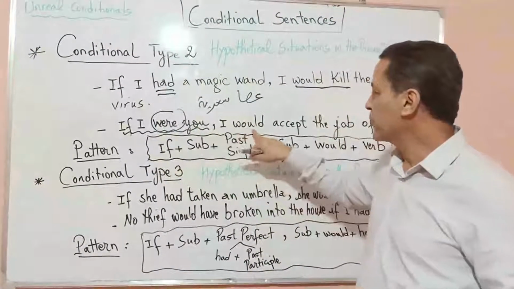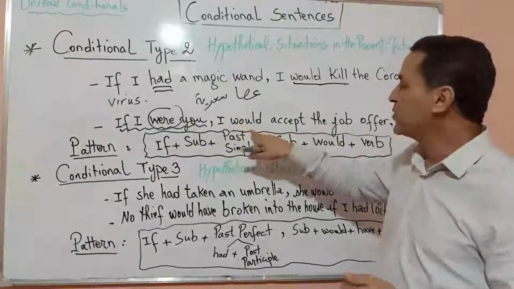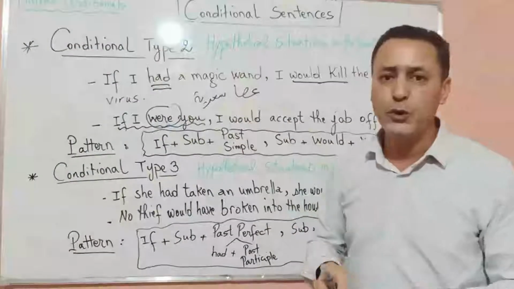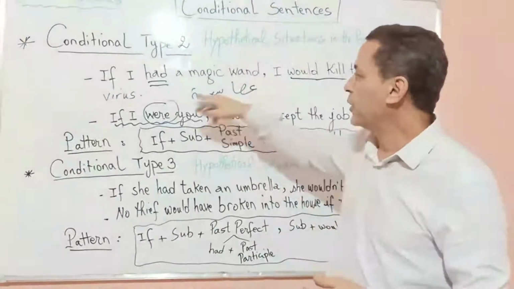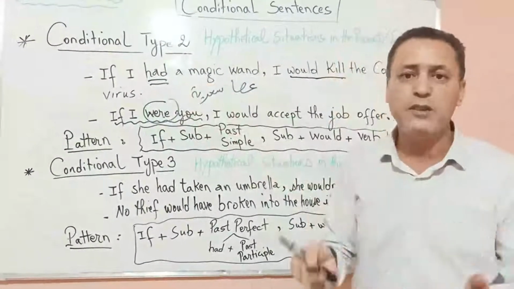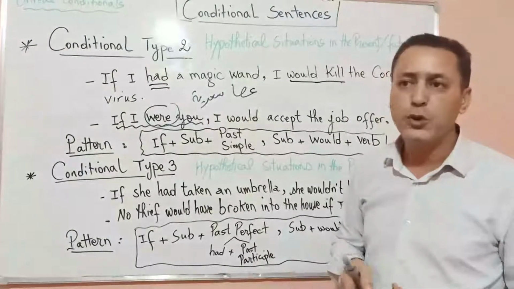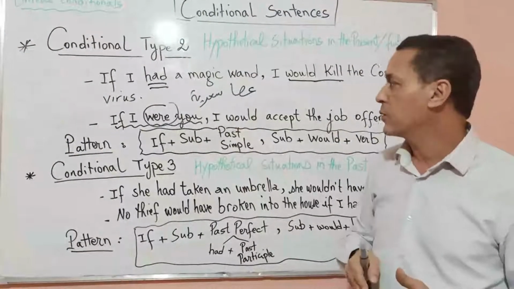If I were you, I would accept the job offer. This is what I would do. So what would you do if you were that person? And what would you do if you had a magic wand? You can tell me what you would do if you had a magic wand.